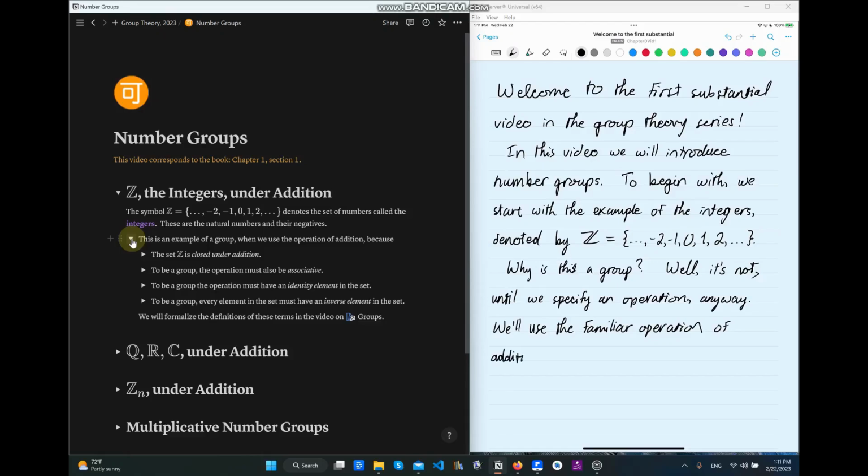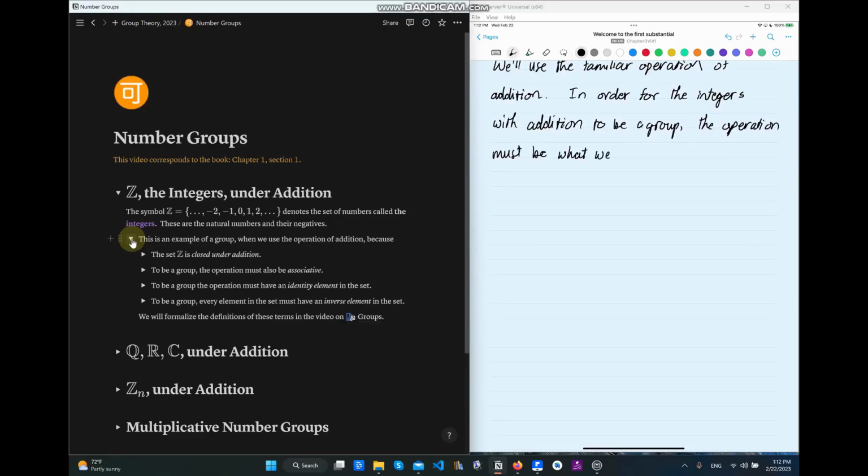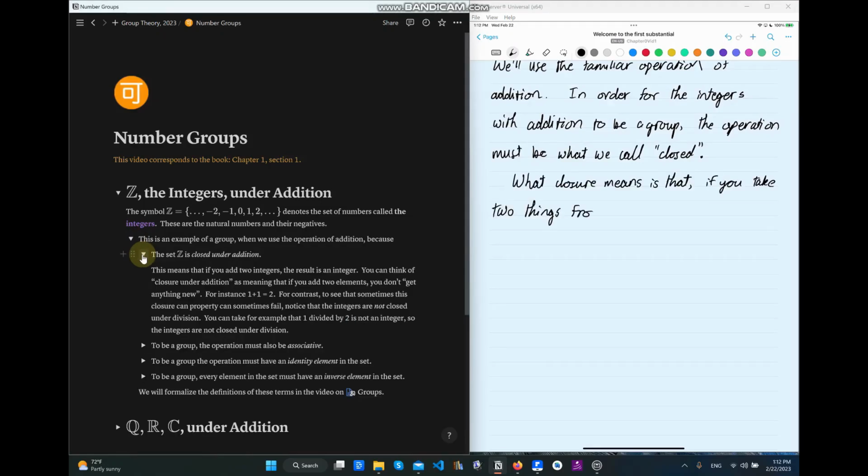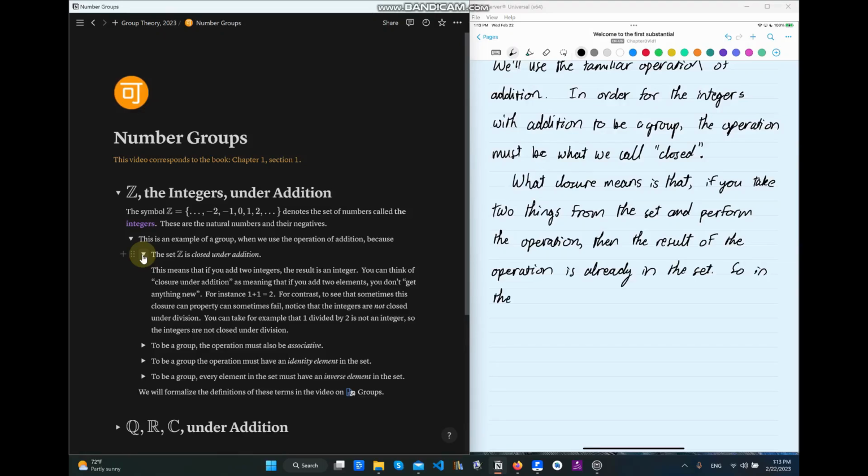So why is this a group? Well, it's not until we specify an operation anyway. We'll use the familiar operation of addition. In order for the integers with addition to be a group, the operation must be what we call closed. What closure means is that if you take two things from the set and perform the operation, then the result of the operation is already in the set.